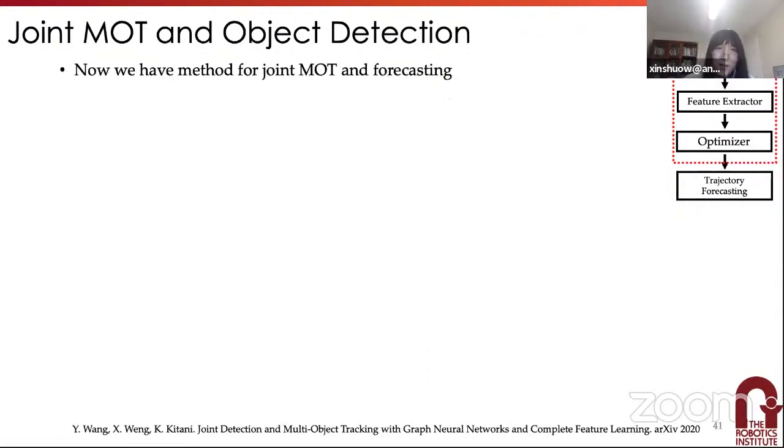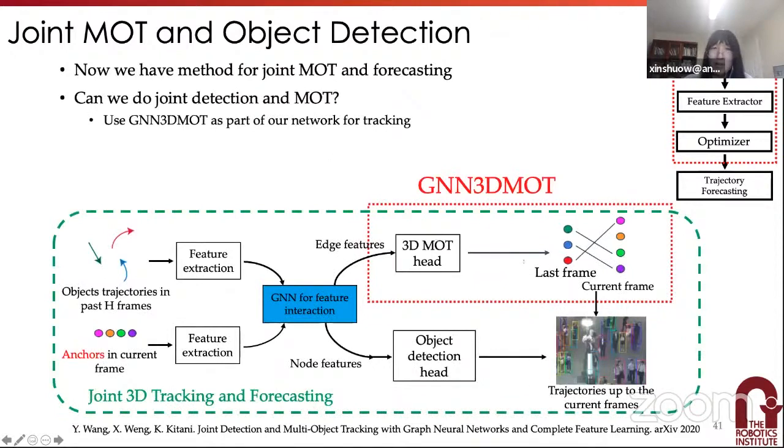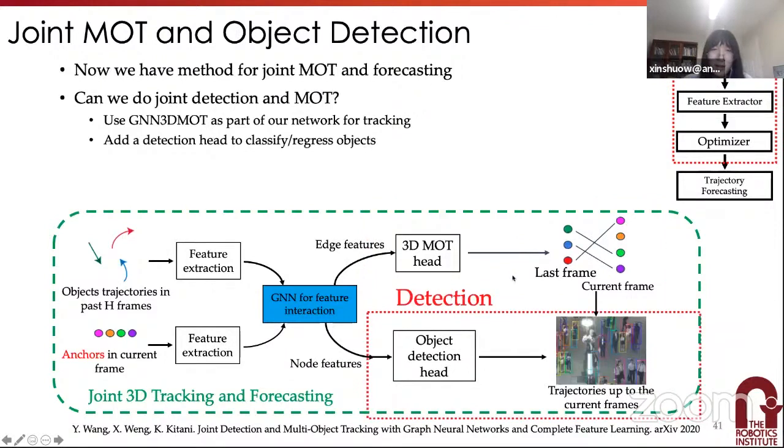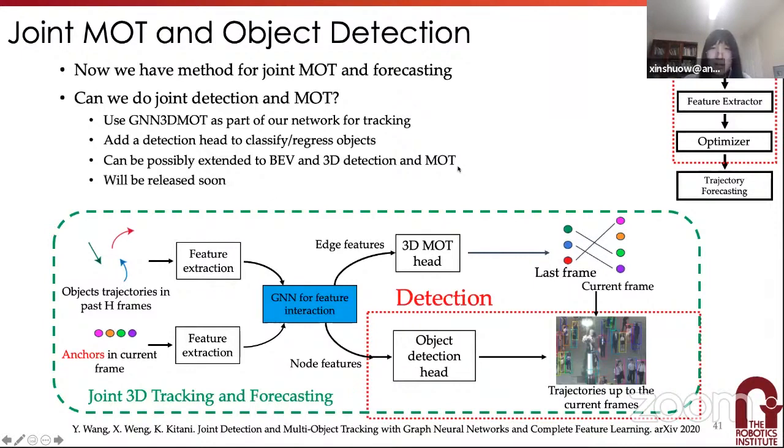And can we do further? We now have the joint MOT and forecasting. Can we do joint MOT and detection? Well, the answer is yes. Similarly, we again use our CVPR work as the component for tracking, but we add a detection head here to output the detections based on the anchors that we predefine on the image frame. This framework can also be extended to bird's eye view and 3D detection, which we haven't done yet, but it's possible to extend. And we will release the paper and code later.